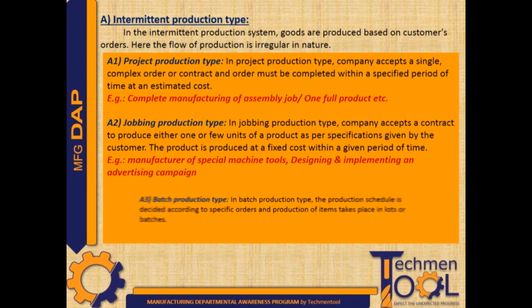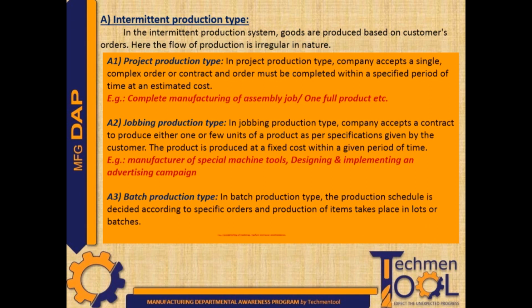In the batch production type, the production schedule is decided according to specific orders and production of items takes place in lots or batches. Example: manufacturing of medicines, medium and heavy machineries, etc.